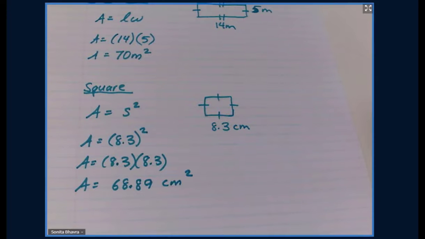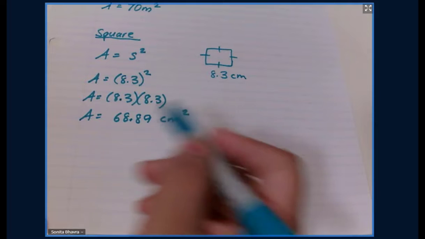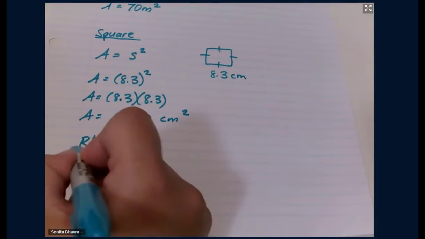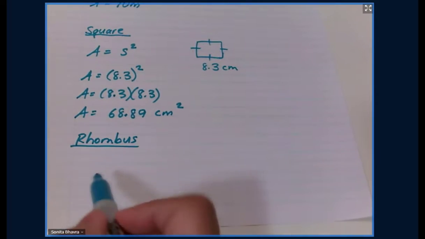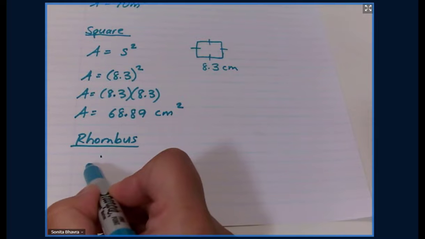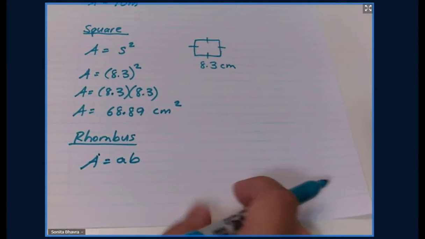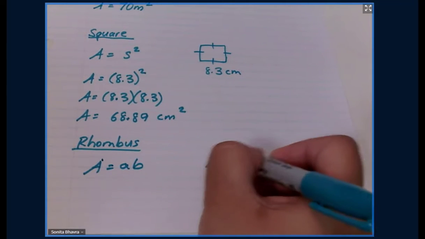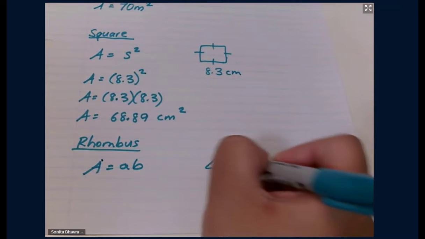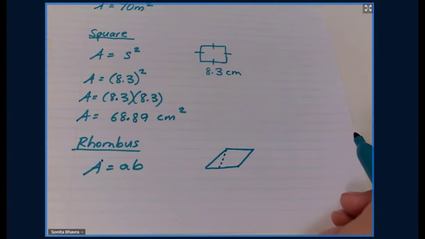After the square is the rhombus. So recall that the rhombus is a tilted square. Let me write the formula first. The formula for it is AB. And when we look at it like this, we have the height, which is represented by A. So you can think of it like altitude.